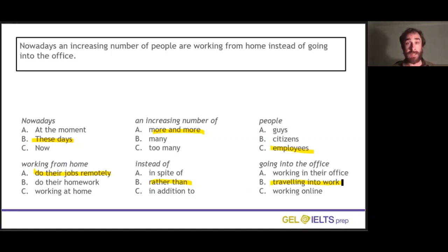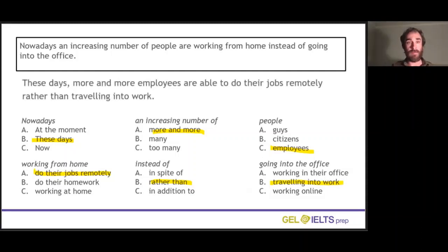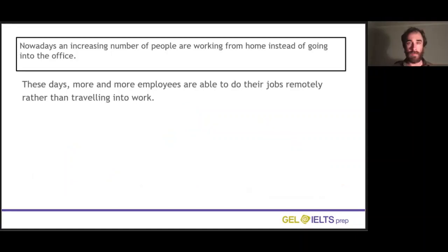So now we can use these synonyms to construct our own sentence. These days, more and more employees are able to do their jobs remotely rather than traveling into work. So this is a fantastic sentence for our introduction. We've used our own words to paraphrase the question. So we can use this paraphrasing of the question as our first sentence because it gives context to the debate.